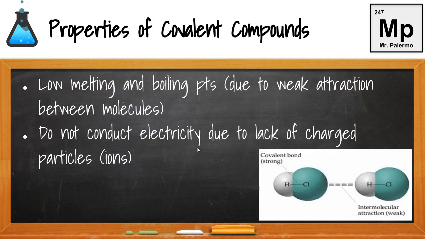So what are the properties of covalent compounds? Well, they have very low melting and boiling points. This is due to the weak attraction between the molecules. So here's a covalent bond. This is HCl. Here's another one. And these two molecules have an attraction between them. And it's very weak. And since it's weak, it causes a low melting and boiling point.